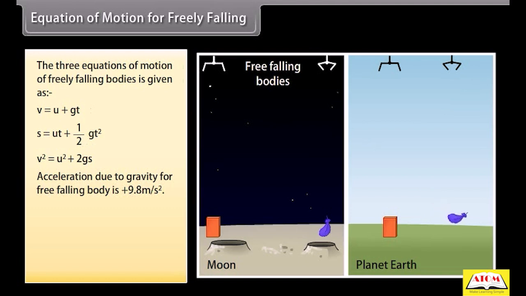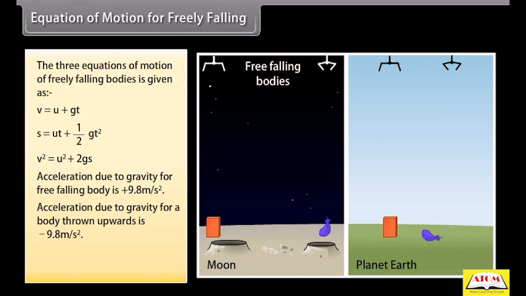Acceleration due to gravity for a freely falling body is plus 9.8 meters per second squared. Acceleration due to gravity for a body thrown upwards is minus 9.8 meters per second squared. The weight of an object on the Moon is 1/6th.